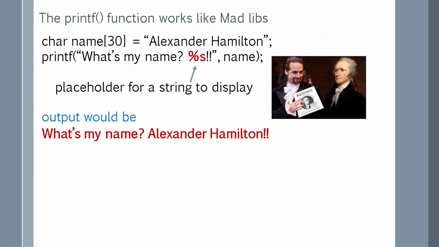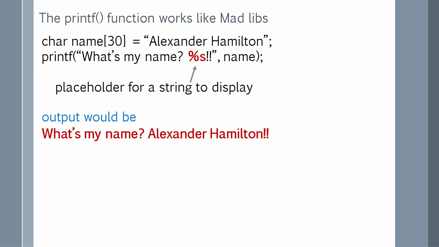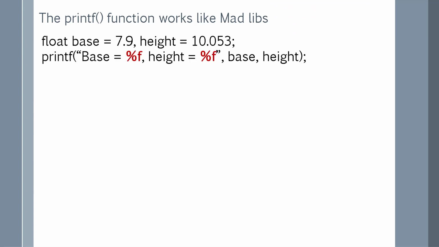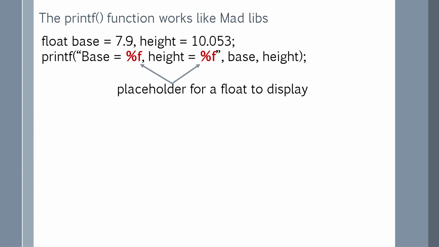Which brings us to the last placeholder we're going to look at for now, the one to display a float. In this example, I've defined 2 floats, and I have 2 placeholders. Take a look. The placeholder for a float is %f. But the output might surprise you.